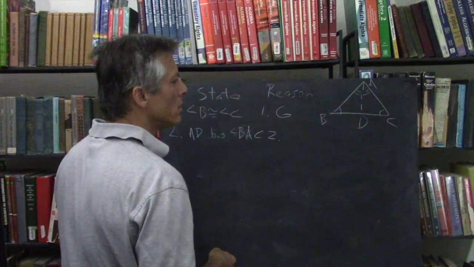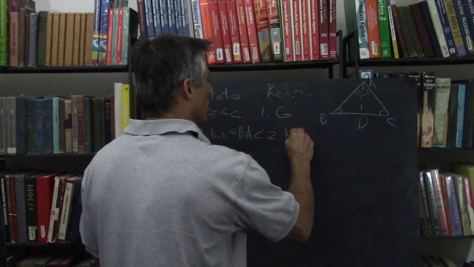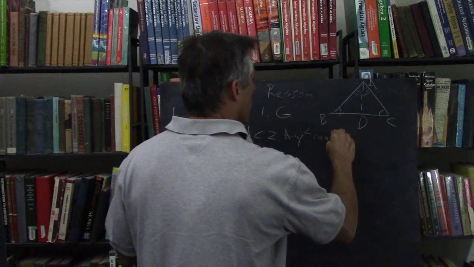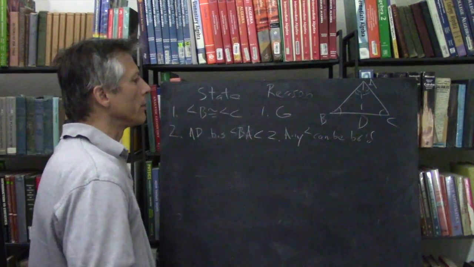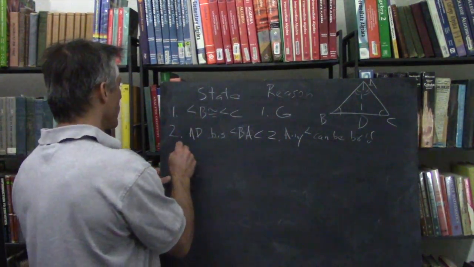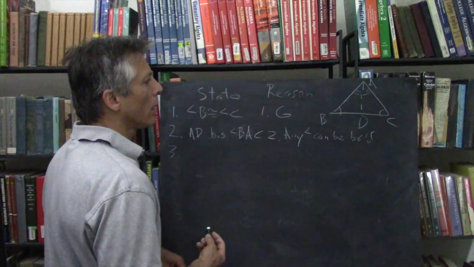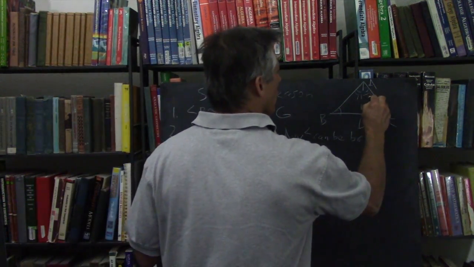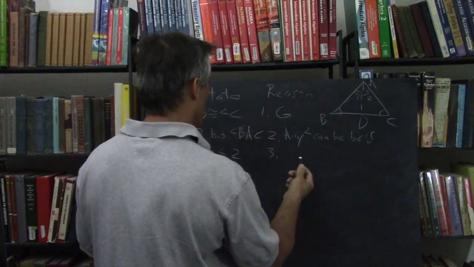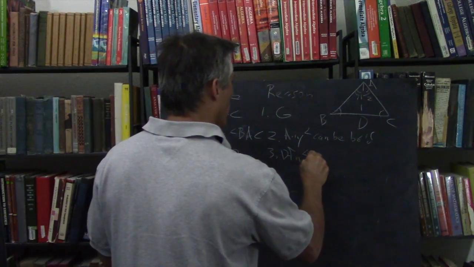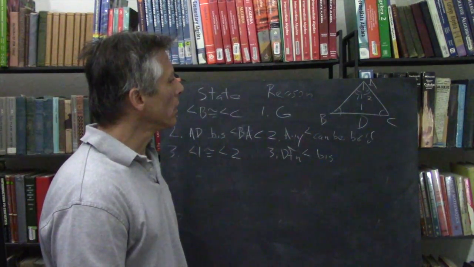We know any angle can be bisected. We draw a segment. Then as a result, we know that angle 1 is congruent to angle 2, by definition of angle bisector.